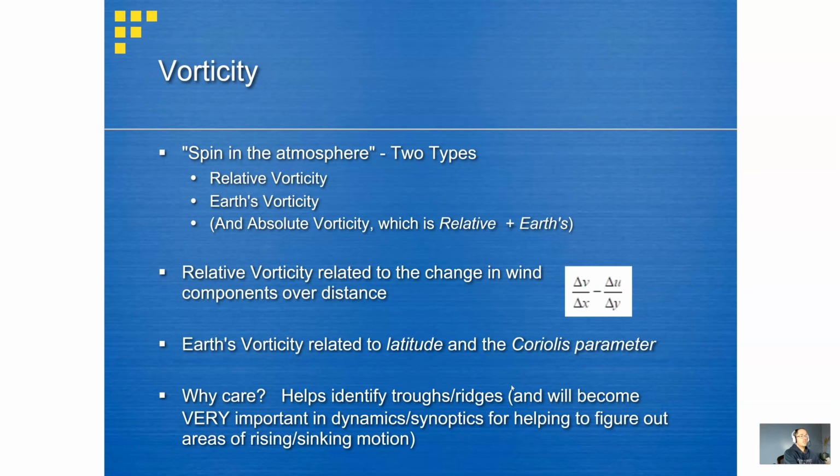Moving forward into vorticity. Vorticity we've brought up on occasion already in MET 130, and when we talk about vorticity, simply put, we're talking about spin in the atmosphere. And so we're going to parse this out a little bit here into two different types, relative vorticity and Earth's vorticity. In fairness, we'll also talk about absolute vorticity, absolute vorticity simply being a sum of relative and Earth's vorticity. And so what do we mean when we talk about relative and Earth's vorticity, the spin in the atmosphere?